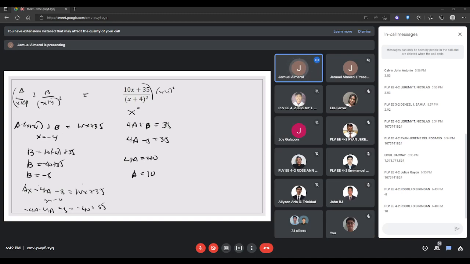Meron na tayong a and b. So substitute na lang natin. So, we have 10 over x plus 4 plus b over minus na to. Minus b over x plus 4 squared. So ito po ang equivalent na partial fraction 10x plus 35 all over x plus 4 squared.